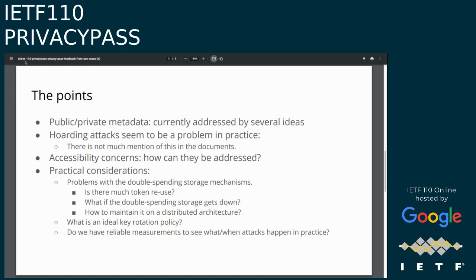One of them was the hoarding attack, in which an attacker collects tokens in small doses across a large number of clients, and then funnels them into a single spender, who spends them all at once. This could potentially be prevented if you add some kind of metadata, but it still needs to be addressed in some way in the protocol draft documents themselves.